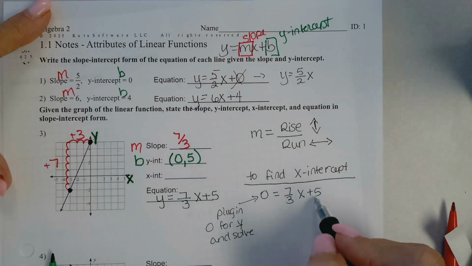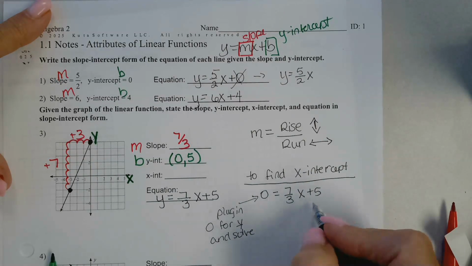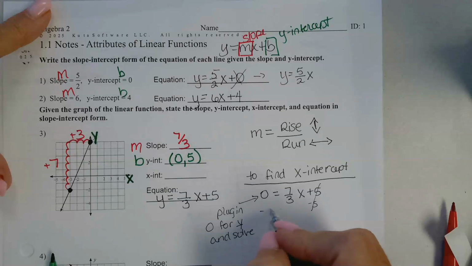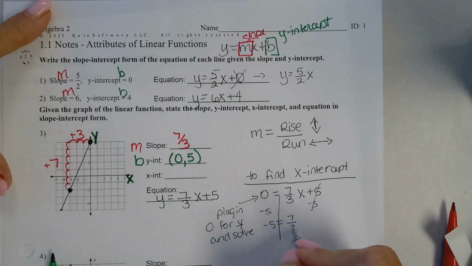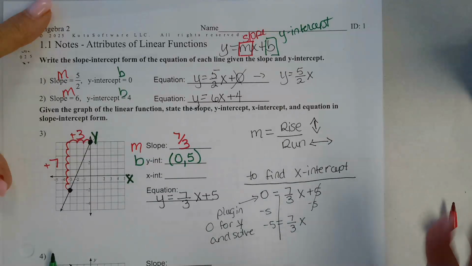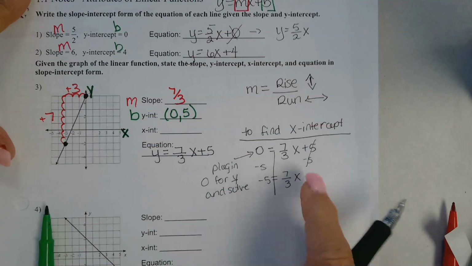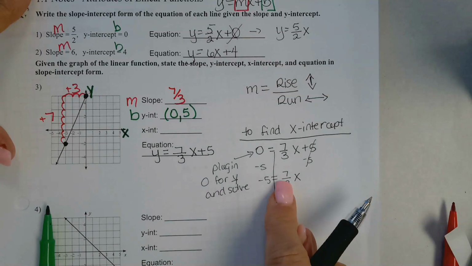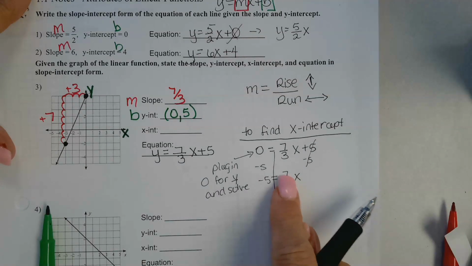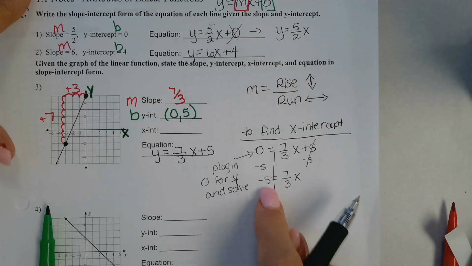So now we're going to subtract 5 from both sides. Subtract the 5, and we've got -5 equals 7/3 x. Now, there's multiple ways to do this next step. One, we have to get rid of this coefficient. The coefficient attached to x is 7/3, so you could divide by 7/3.